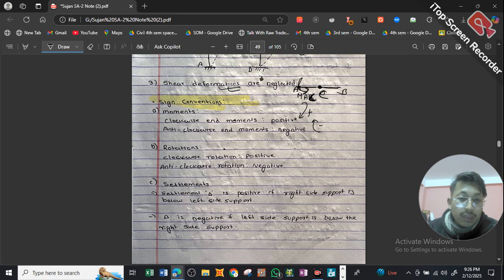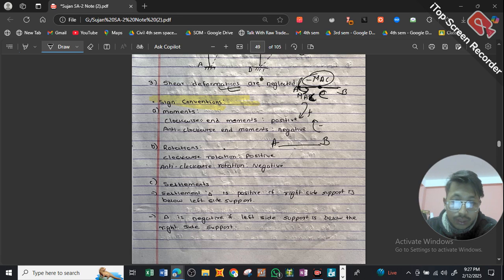So clockwise end moments refers to the clockwise end moments MAC. This is acting in an anti-clockwise direction, so it's going to be negative MAC. Similarly for rotations, clockwise rotations.